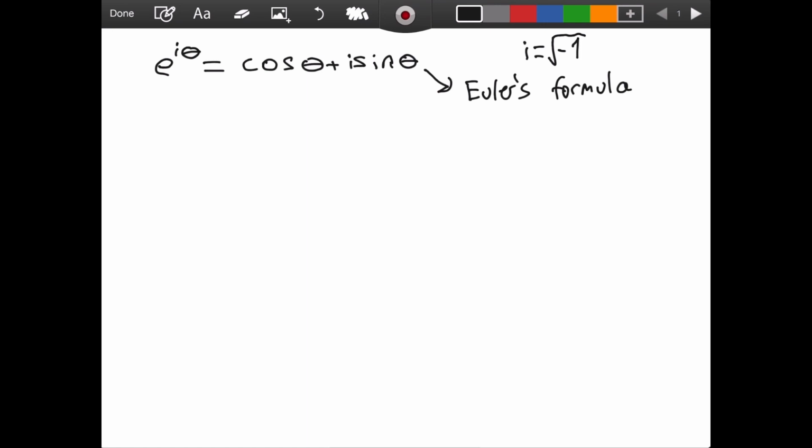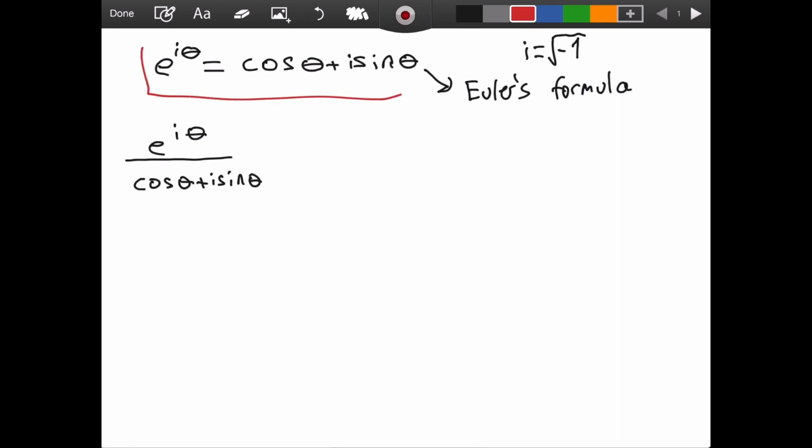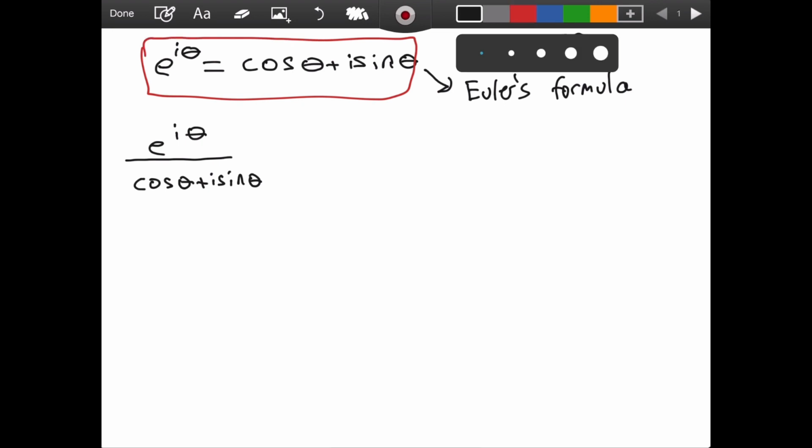To start my proof, I want to consider the quotient e raised to the power of i theta divided by cosine of theta plus i sine of theta. So I simply divided both sides of our formula by what is on the right side. If Euler's formula is correct, this should equal 1. So our question is, is this equal to 1? Well, we will find that out.